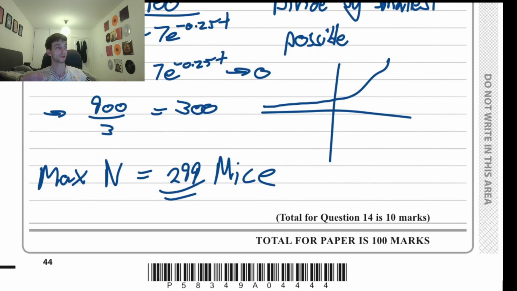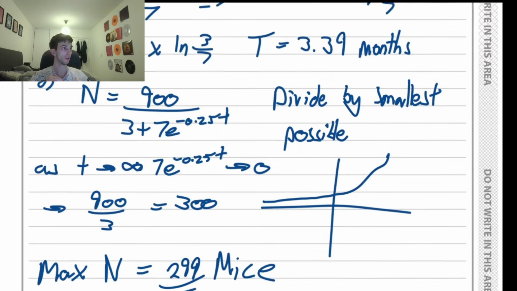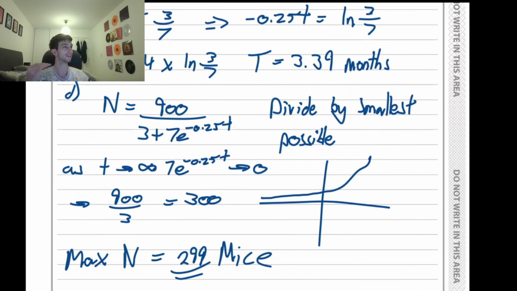300 is accepted. That is 2018 paper 2. With these kind of questions, they love it when you have e to a really negative number tending towards 0. They do enjoy these kind of things. But that is it. 2018 paper 2.